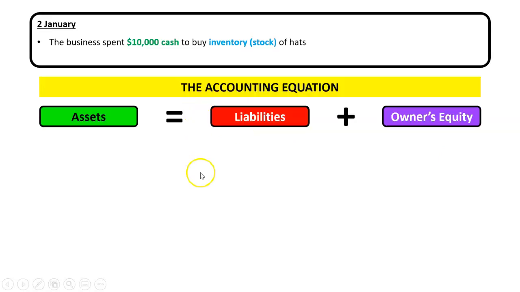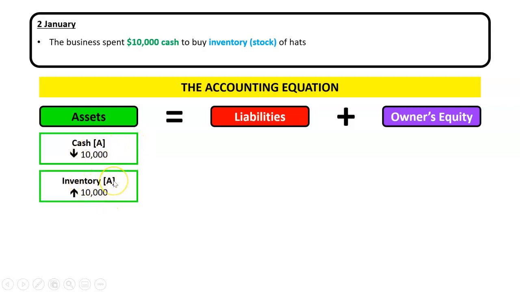On the 2nd of January, the business spent $10,000 cash to buy inventory, or stock, of hats. Here's our accounting equation. On the one hand, one asset called cash has gone down 10,000. However, what did we get for our money? The business went and bought inventory, which is another type of asset, and that went up 10,000. So all that's happened here is one asset's gone up and down by the same amount, so that balances at 0 equals liabilities of 0 plus owner's equity of 0, and it looks like nothing's happened.